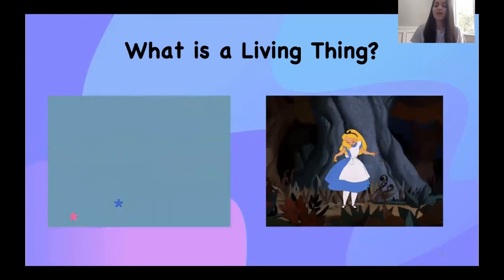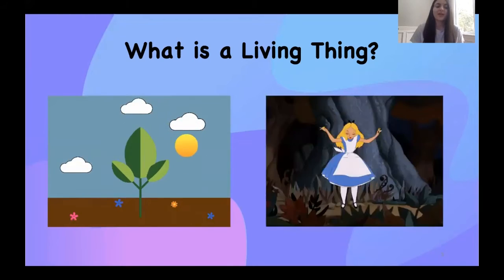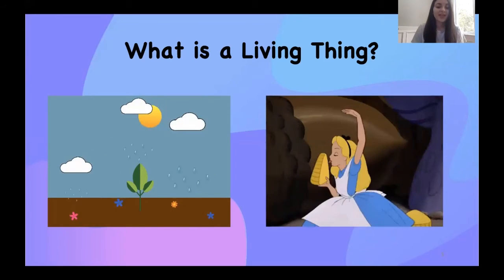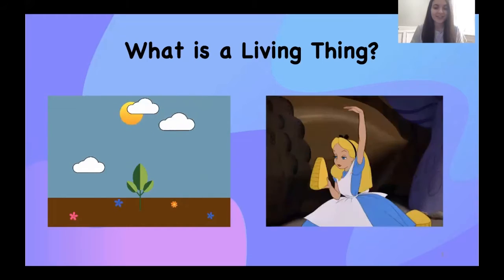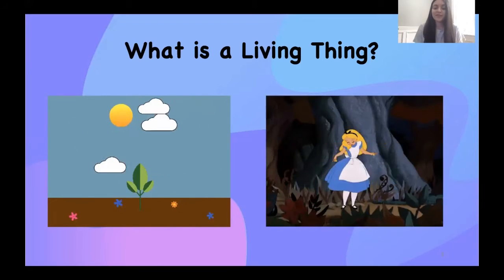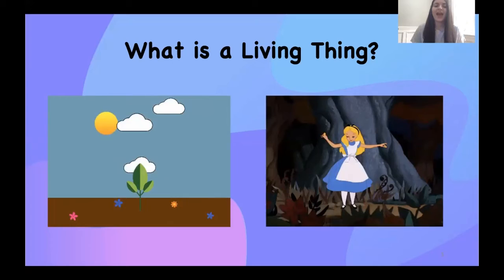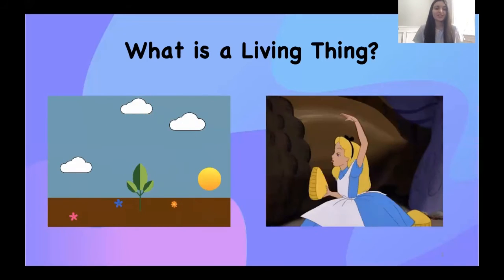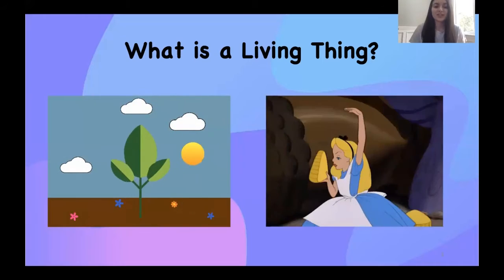Look, these are both living things. We have a plant which needs sunlight and water to grow. And here we have Alice in Wonderland, and all she needs is a piece of bread. Although we don't actually grow that quickly, we see that when Alice eats the bread, she shoots up and grows much taller.